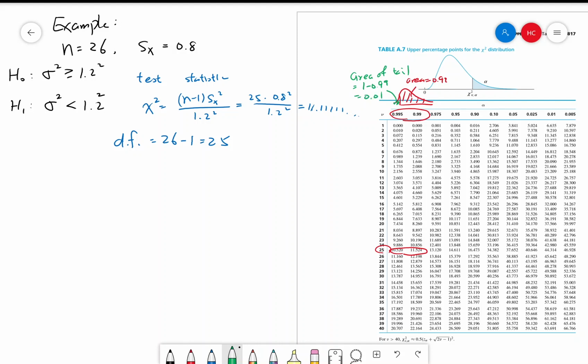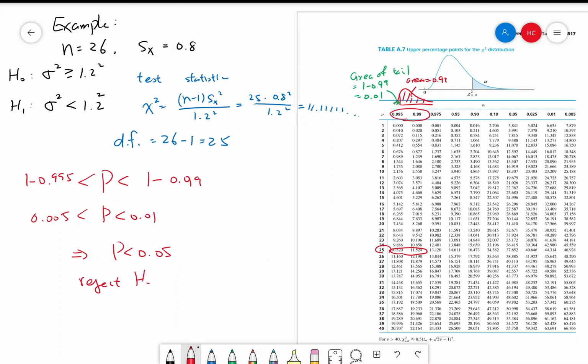And then same with the other number. So the p-value is between 1 minus 0.99 and 1 minus 0.995. So p is between 0.01 and 0.005. In any case, because p is less than 0.05, that means we can reject H naught at the 5% level and conclude that sigma squared is less than 1.2 squared, or we can conclude sigma is less than 1.2.